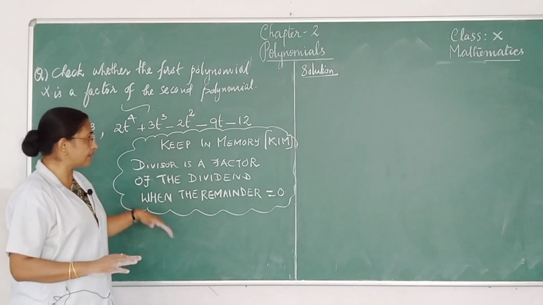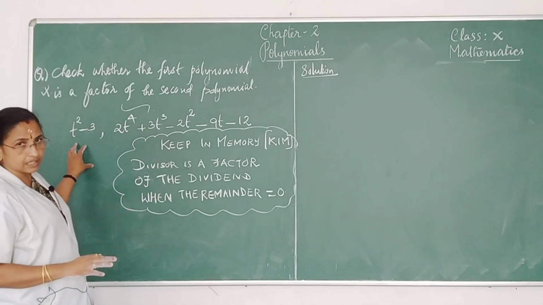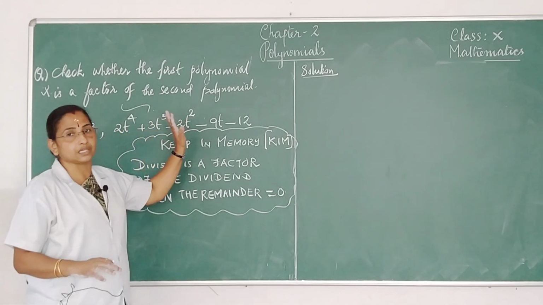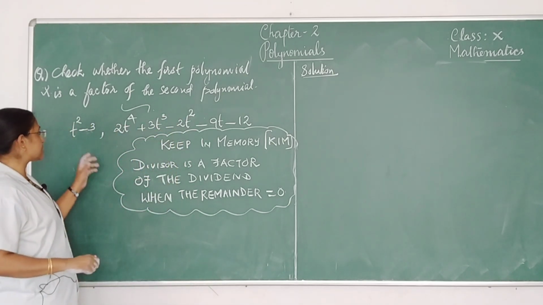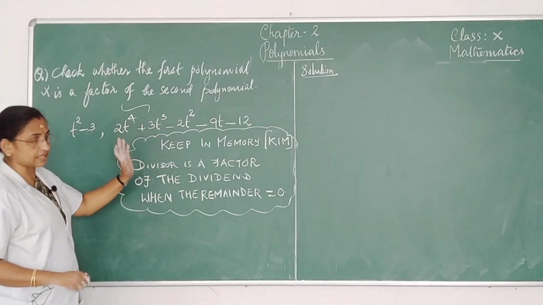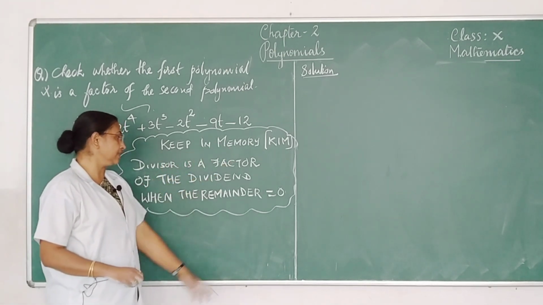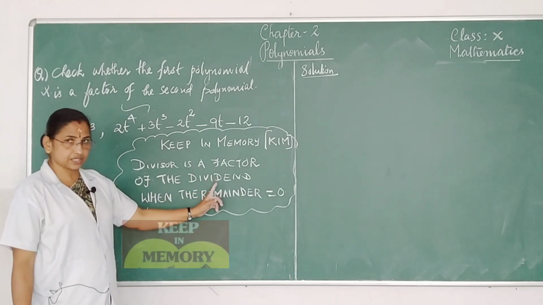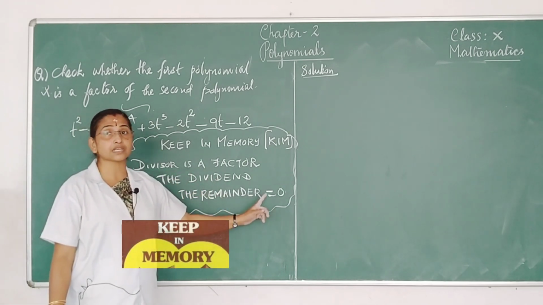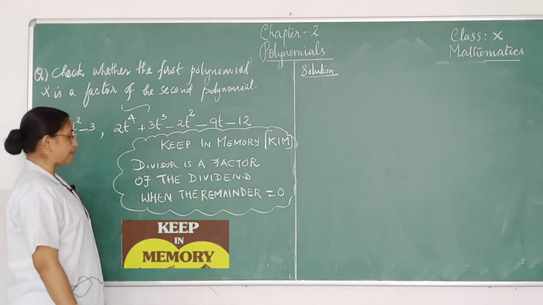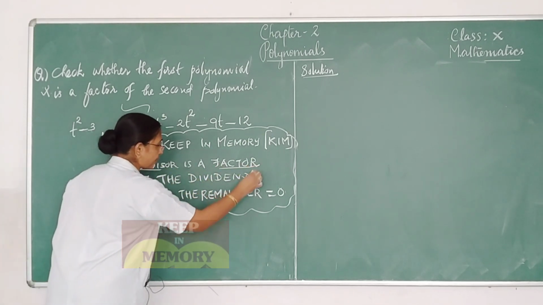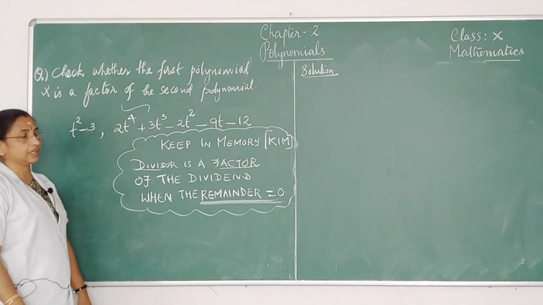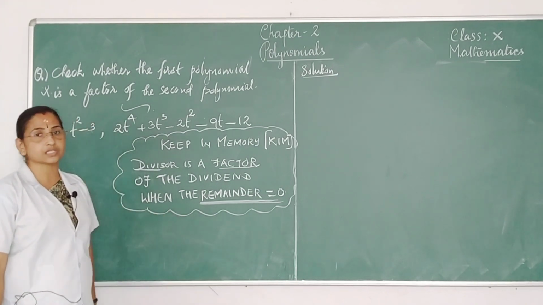Don't worry about the nature of the polynomials here, because here the polynomial is in the variable t, that much only. You need to check whether the first is a factor of the second. Keep in memory this one. Divisor is a factor of the dividend only when the remainder equal to 0. So remember, divisor is a factor when the remainder equal to 0. We can check whether the remainder equal to 0 or not.